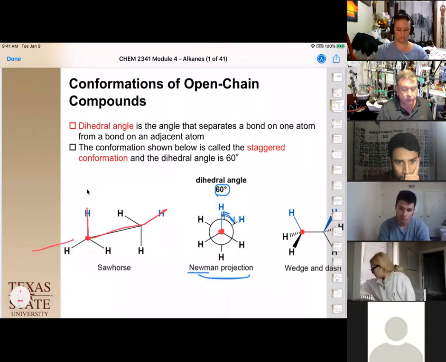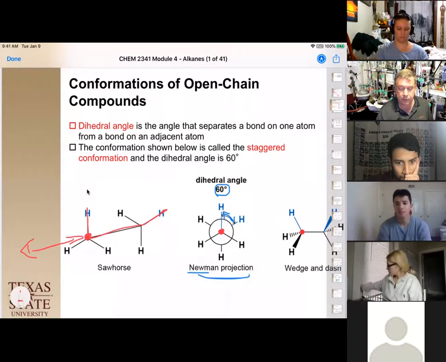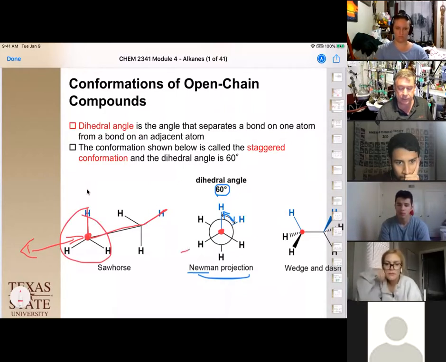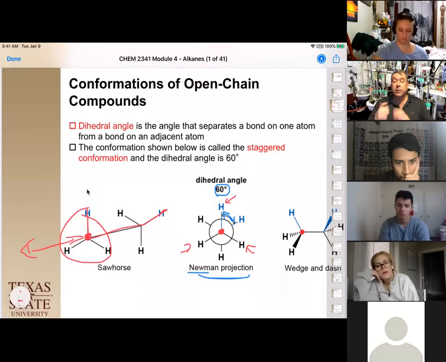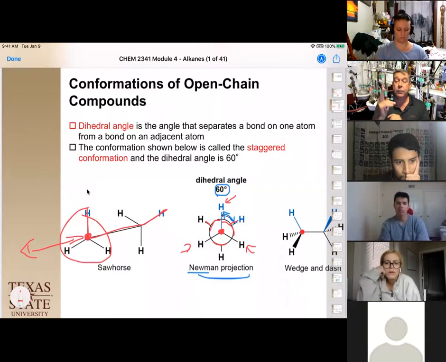So imagine we're looking at this carbon in this direction, and this dot is our first one. And these 3 hydrogens are the ones here. Now, the big circle represents the carbon behind it, okay? And the little sticks coming out of there represent the hydrogens attached to the back carbon. When we do these Newman projections, we typically only go down 2 carbons.